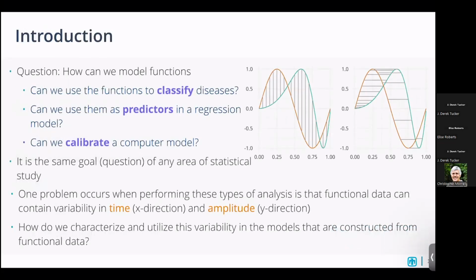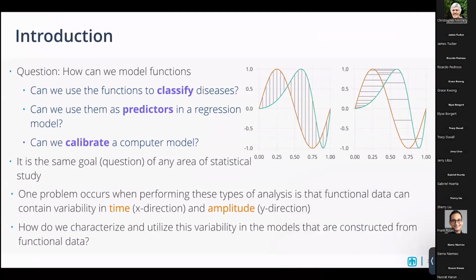So the question is really fundamental. What we're looking at, and this can be in a lot of ways, is how can you model functions? So we're looking at functional data here, and we have the variability both in time and amplitude. One of the biggest things when we're looking at this is fundamental: a distance.